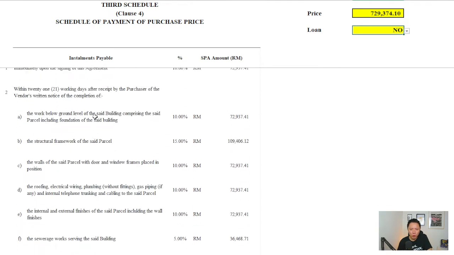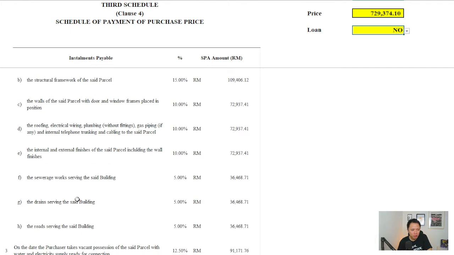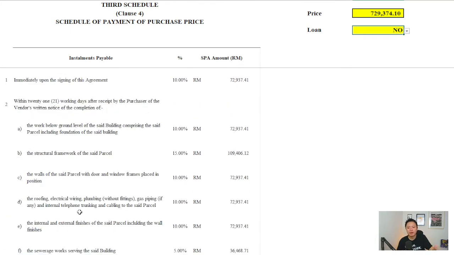Then you need to pay when the work is completed and certified by the architect. They sign off, and the developer will bill you and ask you to make the payment. What other jobs are there? The construction category in the payment schedule is the work below ground level of the said parcel, including the foundation.